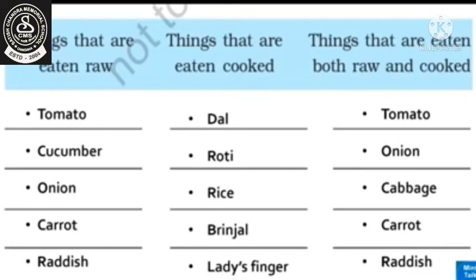Here you can see a table is given where you have to write the names of some food items that you can eat raw. In the next one, you have to write name of some food items that you need to eat after cooking them. And in the last box, things that can be eaten both raw and cooked, which you can eat as a raw food also, and you can even eat them after cooking them. Alright students?